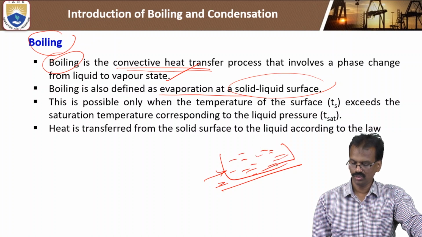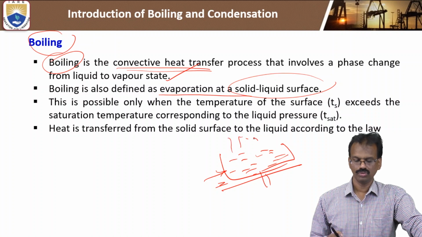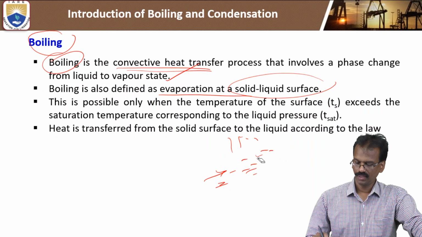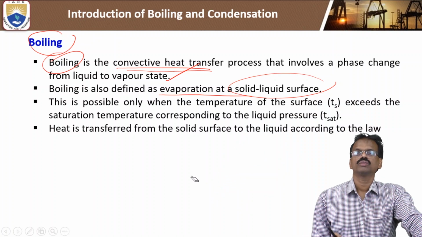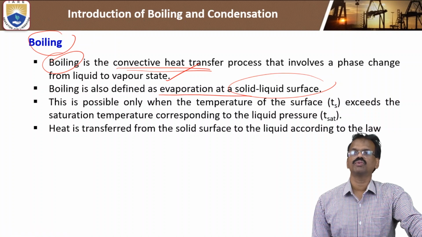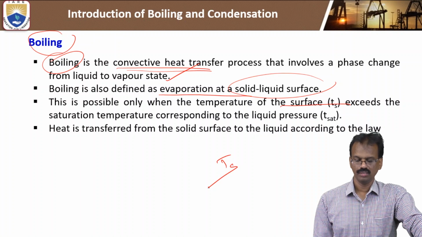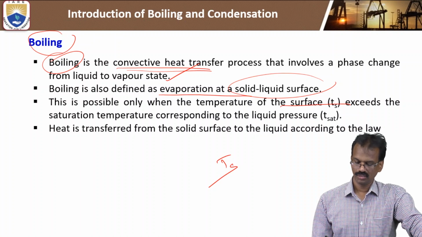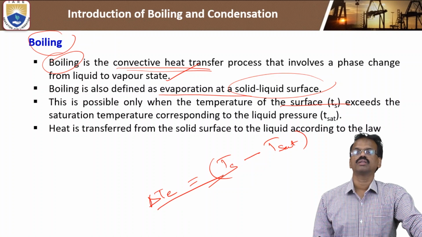So if you boil this one, the evaporation will occur like this one. So this is called boiling, boiling of any fluid. This is possible only when the surface temperature, Ts, exceeds the saturation temperature, T saturation. If there is a temperature difference, delta Te, then boiling will occur.